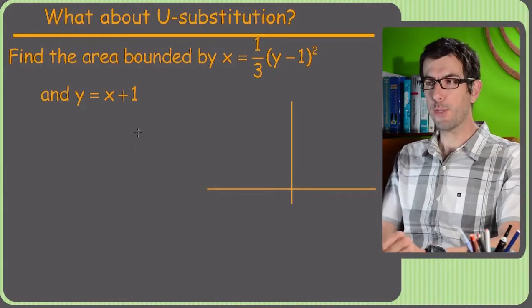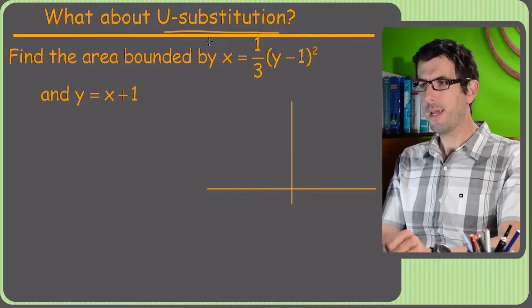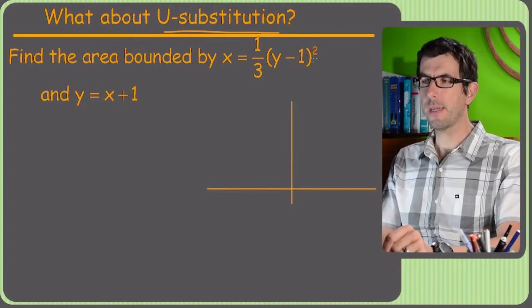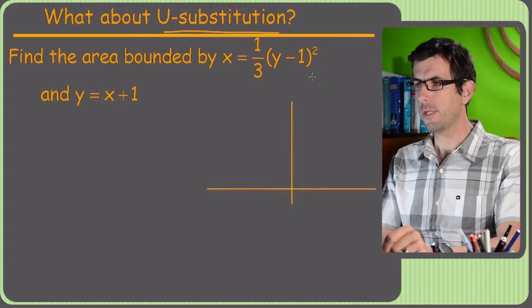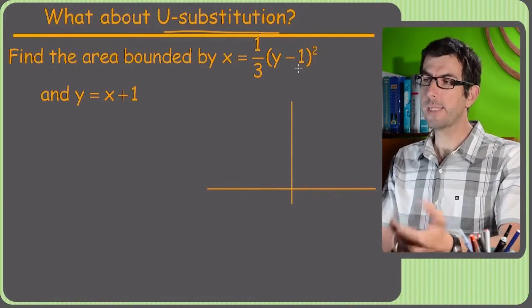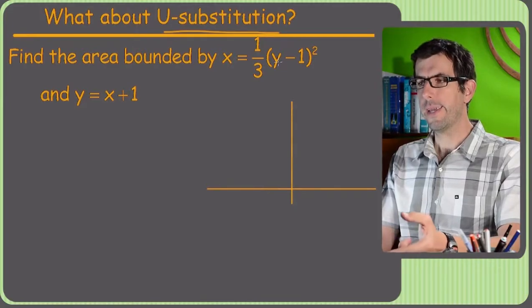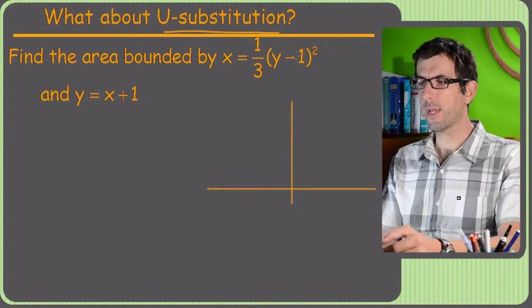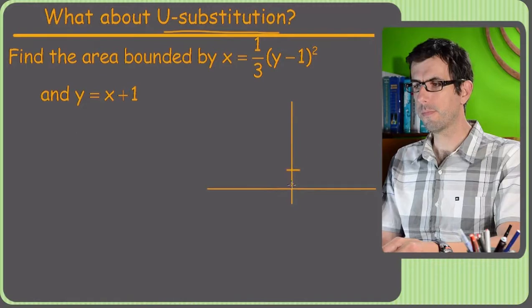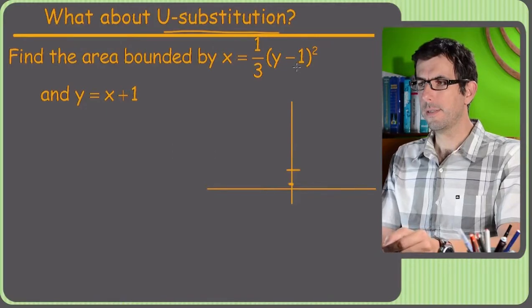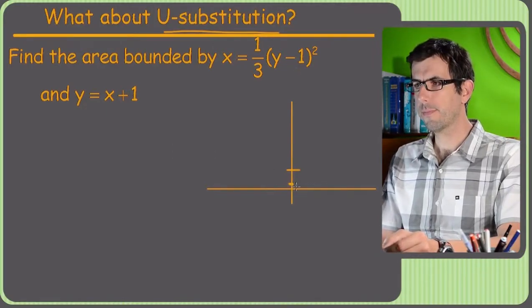Alright, why does this problem say, what about U substitution? I don't know, let's find out. So we got the area bounded by this and this. Let's graph them. What does the graph of this thing look like? I have no idea, so I'm going to start plugging in points. It's a function in terms of y, so I got to plug in y's to get x's. If I plug in 0 for y, I get -1 squared is 1 times 1/3, so I got 0, 1/3. That was 0 for y, and 1/3 for x.